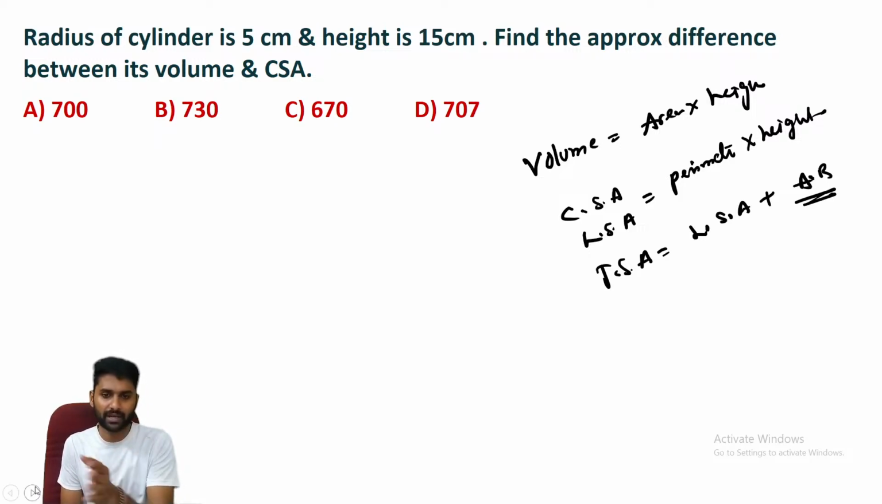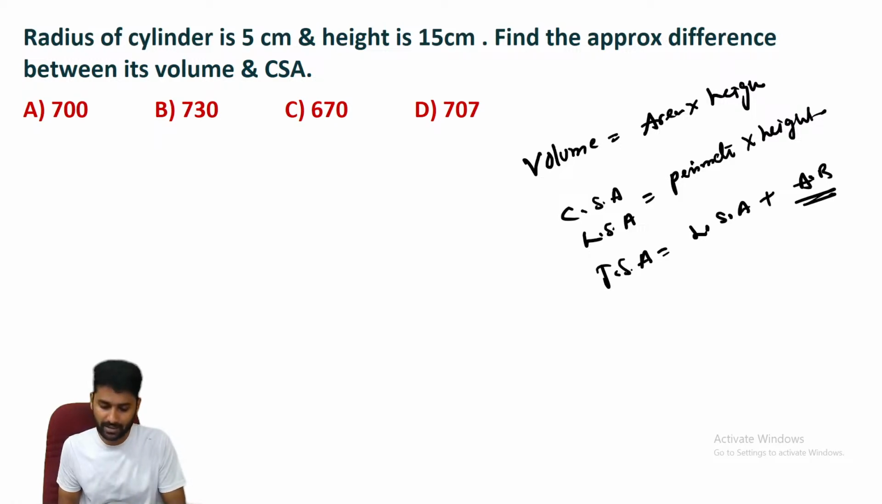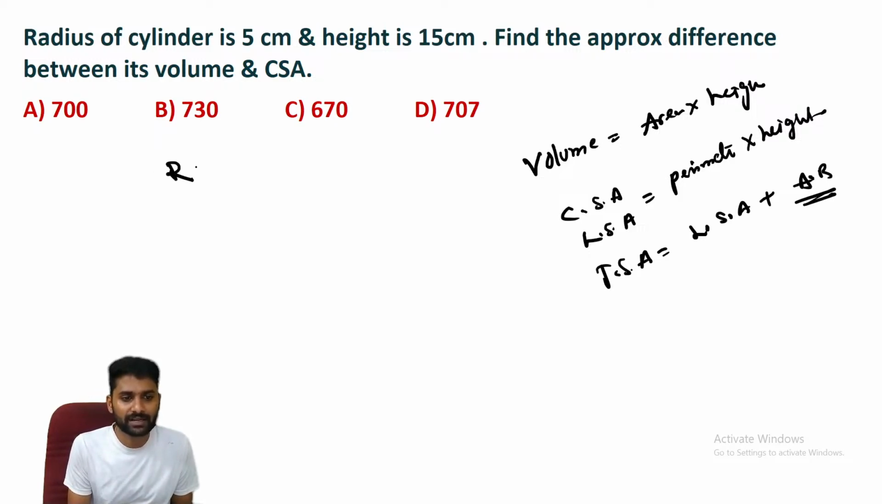Just remember all the formulas in terms of these definitions. Volume requires area into height. Lateral surface area requires perimeter into height. Total surface area requires lateral surface area and the area of its bases. Then you have to identify the dominant bases. Now see here, the radius is 5, already given, and the height is 15. Now you have to identify what the volume is.